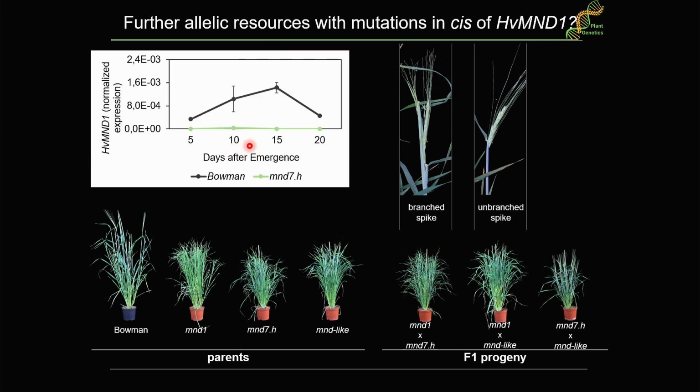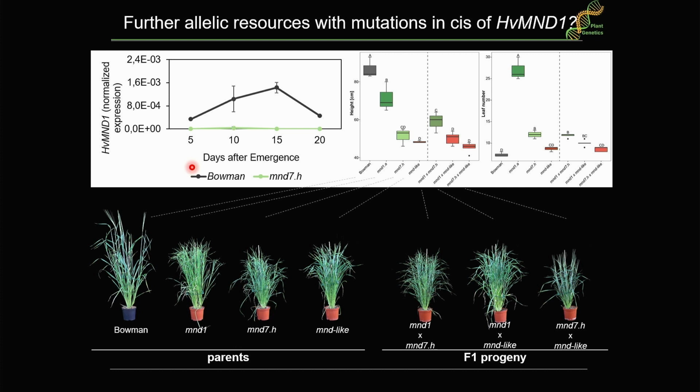We checked the expression of MND1 in this new line, and also here we found there is almost no expression of MND1, and the coding sequence looks pretty normal, so we cannot find any mutation. This might imply that this new mutant is also a mutant that carries cis variation in front of the MND1 gene.